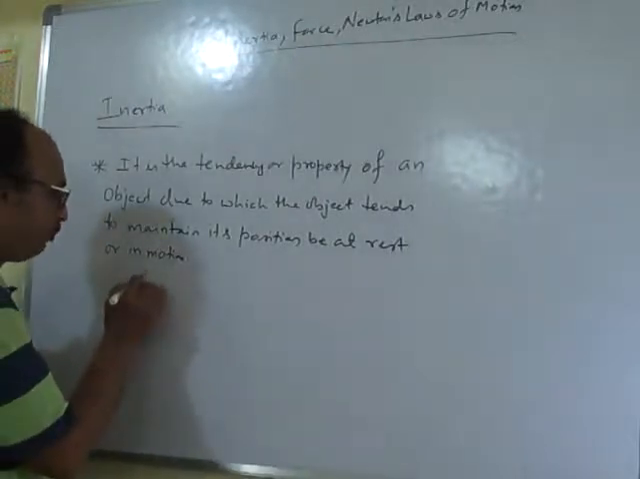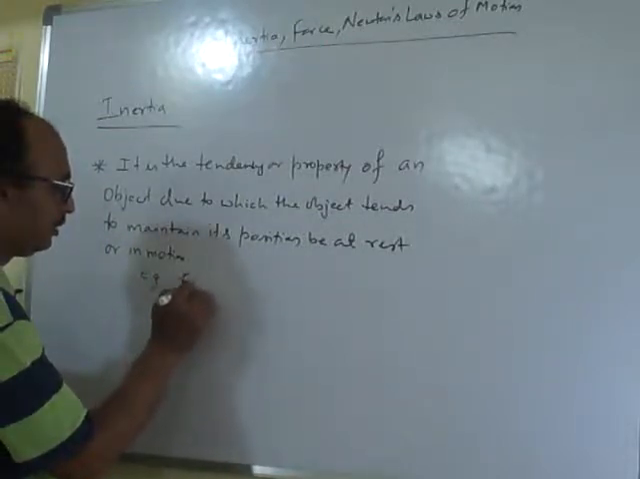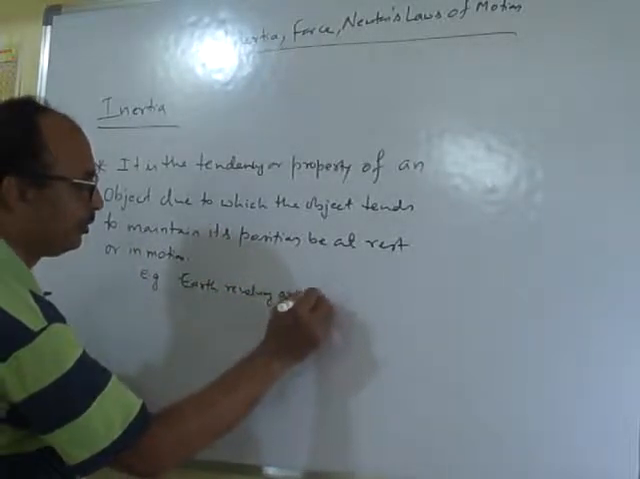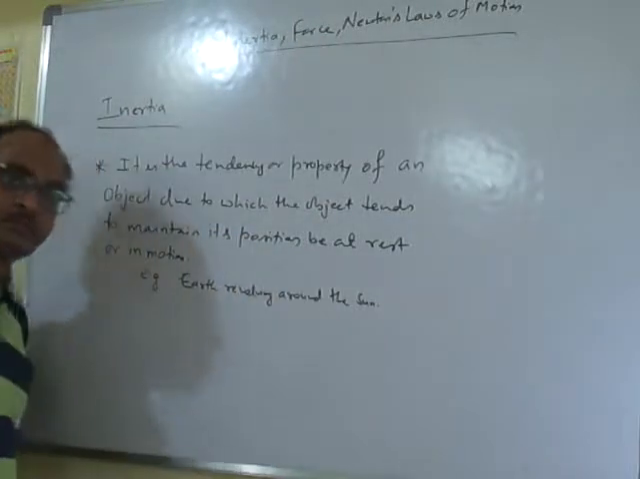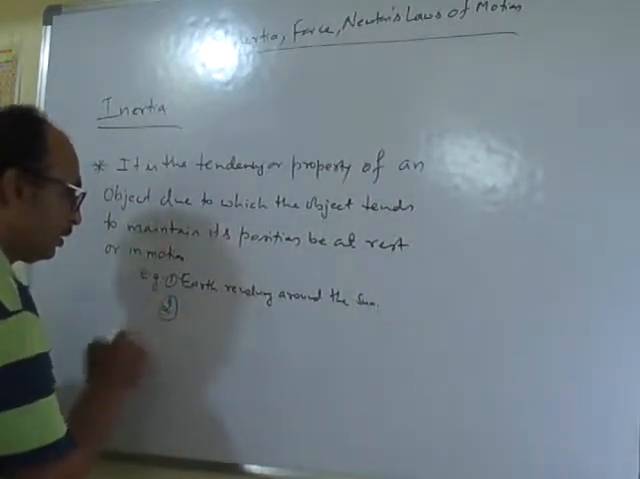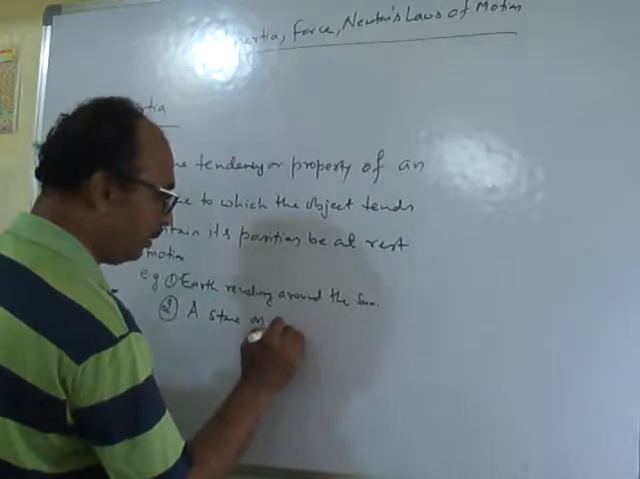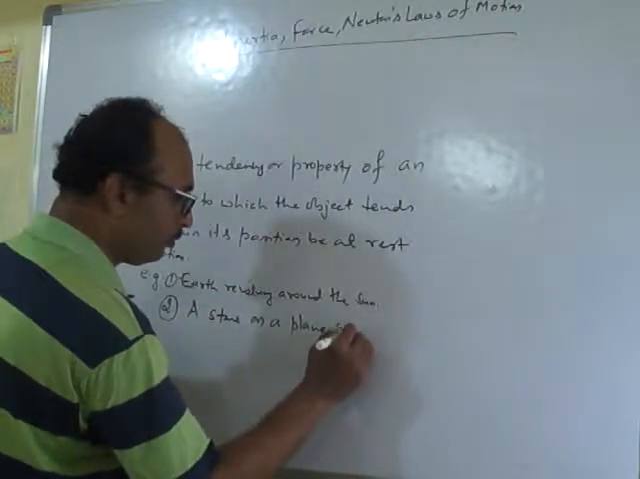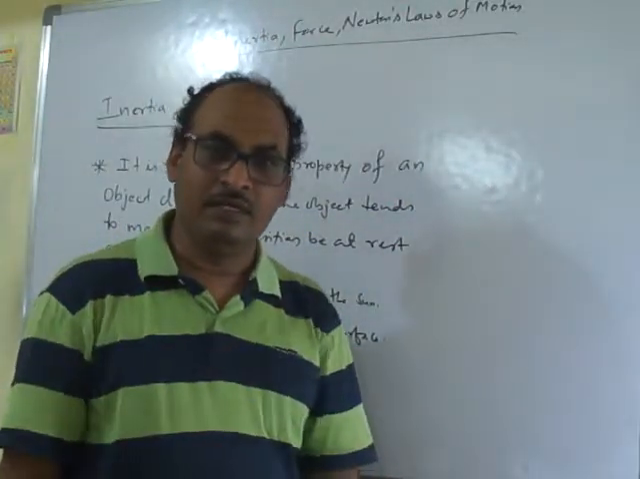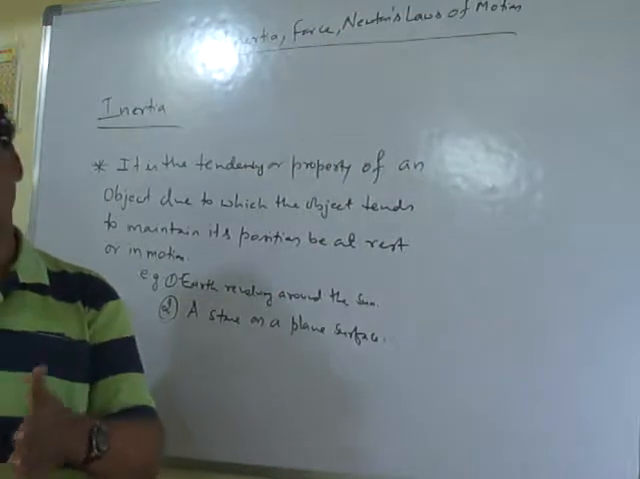Okay, so let us see examples. For rotation, we will be writing that Earth revolving around the Sun. A stone on a plane surface. Even this chair, the table which is available here, these all are static. Until we move this particular chair or table, it will not move.